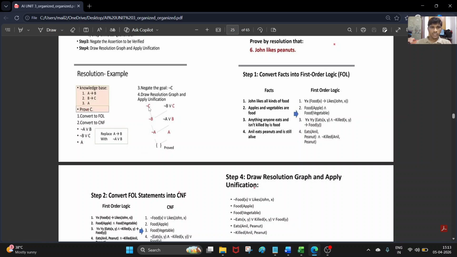By using these two, we can eliminate negation of C and C. So the remaining term is B. Negation of B we will get separately. So this B and this term you have to write. Here negation of B and B will vanish. Then you will get A. This A and the final A you can use, and finally you will arrive at the conclusion as proved. Once the null statement is received, you can say it is proved. So it's a simple example.